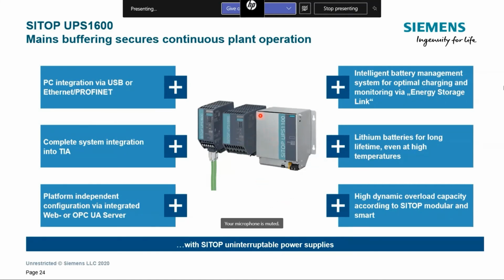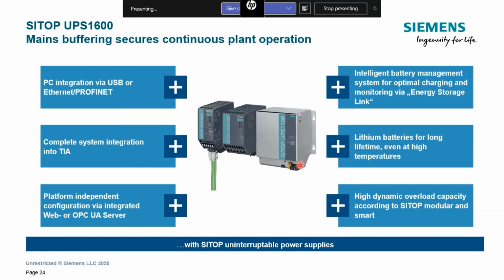So there are another 2 wires between the battery and the UPS module with certain communication that allows this optimal charging to happen. We do have, in addition to the lead acid batteries, lithium iron phosphate batteries for long lifetime in high temperatures as well.